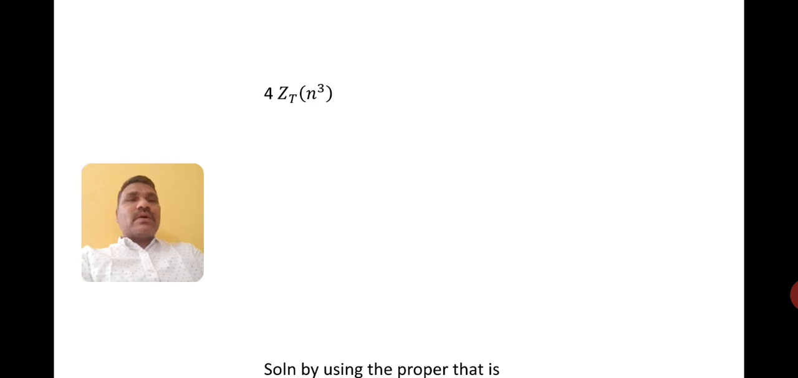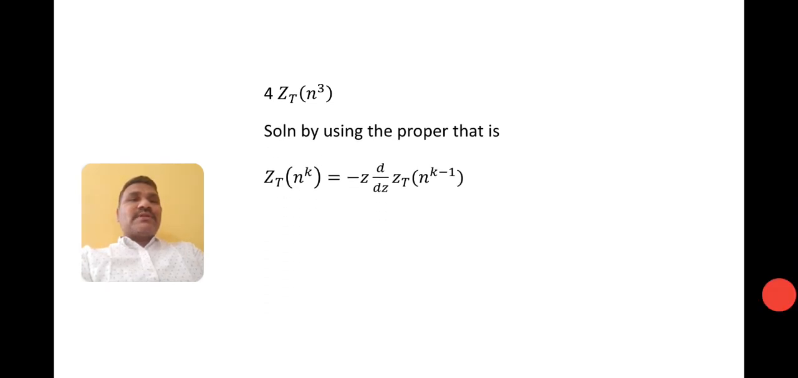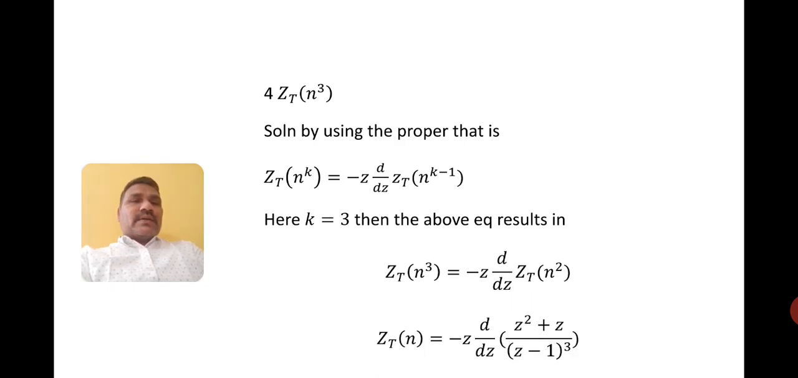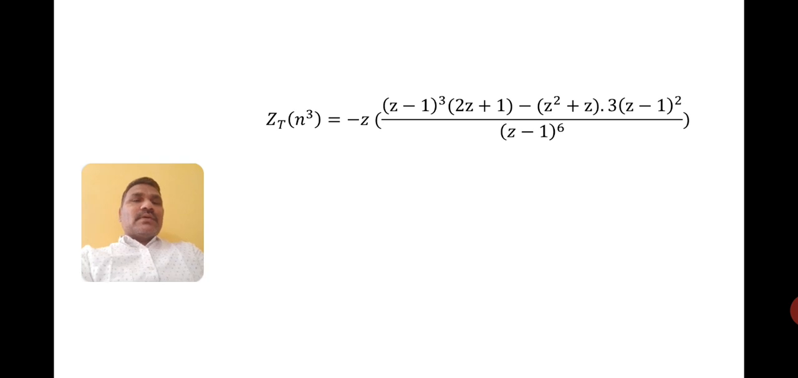Now the z transform of n cube. Once again I follow the same procedure, using the same property. Now k is equal to 3 in this formula. The z transform of n square can be written in this form. So you just try to obtain the differentiation. The differentiation is a little bit big here, you can take a look at it.